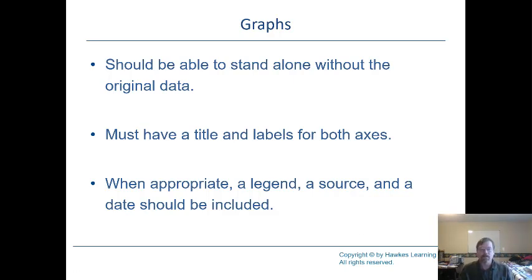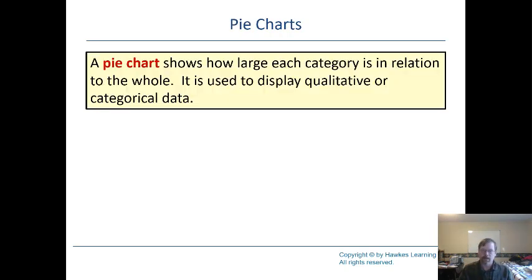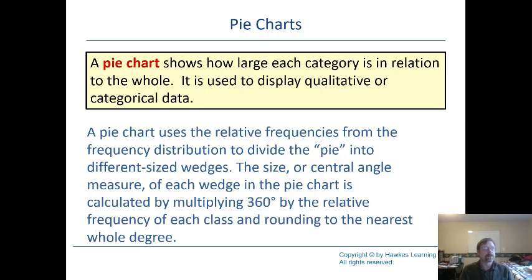Okay, so let's start off with pie charts. A pie chart shows how large each category is compared to the whole. It can be used primarily for qualitative or categorical data. A pie chart uses the relative frequencies to divide the pie into different sized wedges. The central angle of each wedge is calculated by multiplying 360 degrees by the relative frequency of each class and rounding to the nearest whole degree.